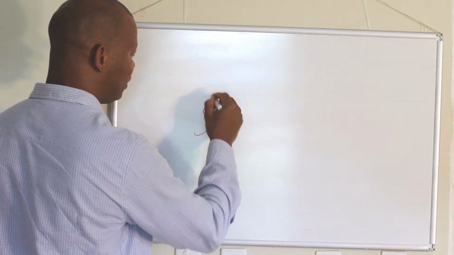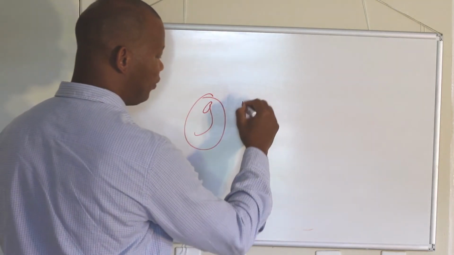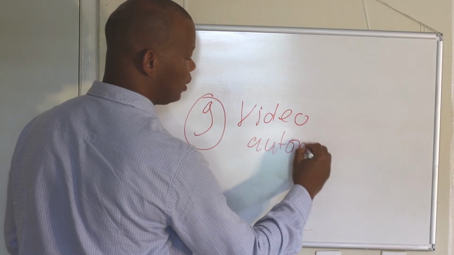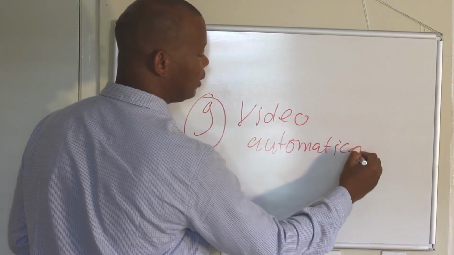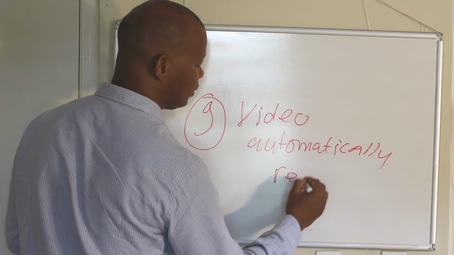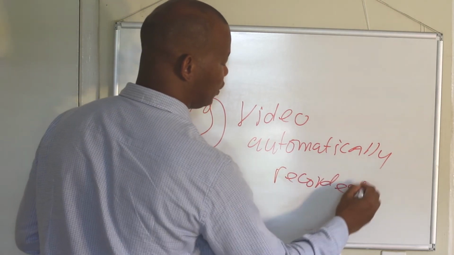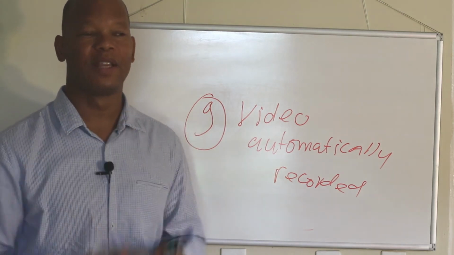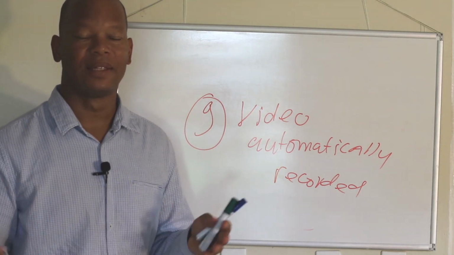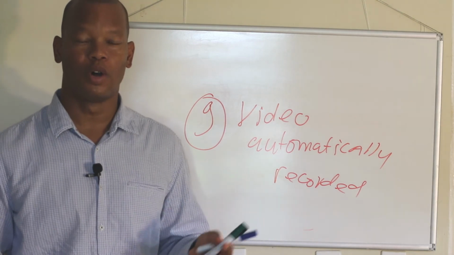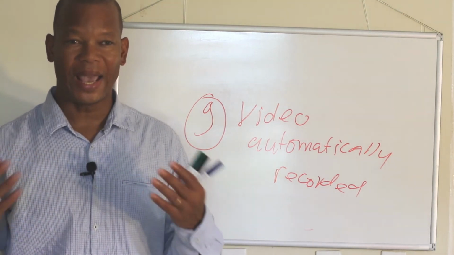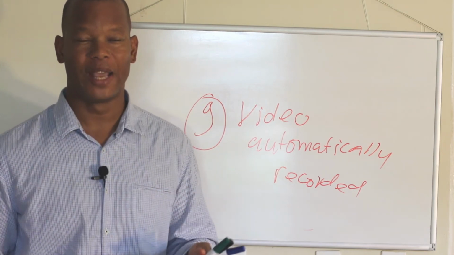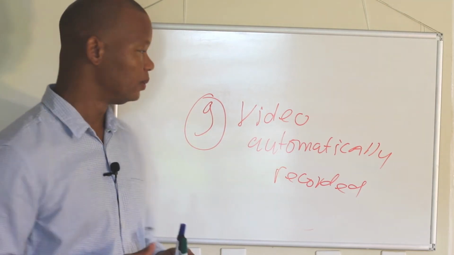And the ninth thing is video is automatically recorded. So after the webinar, you will have a video capture of everything you presented on the screen, and that will, for instance, go to YouTube, and it will be unlisted, so you can have your video editor or somebody else edit it and put it back.